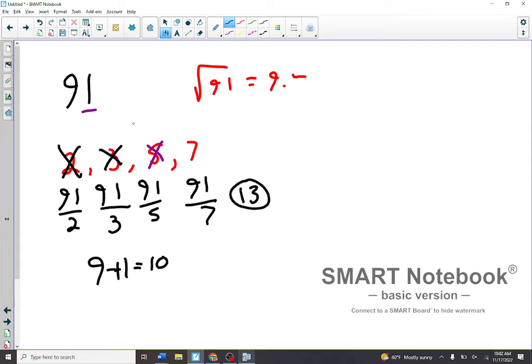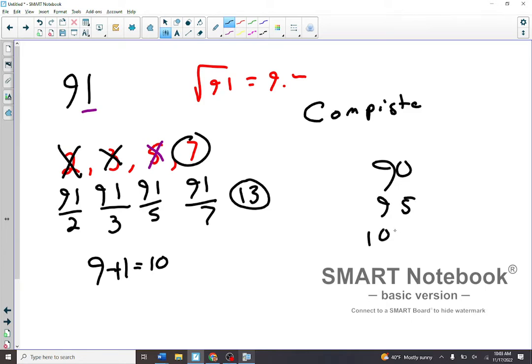Either way, this is still composite. Why is it not 91 over 5? You know it's not divisible by 5 because the ones digit here is not a 0 or a 5. It has to be like 90 or 95 or 65 or 70. All those numbers are divisible by 5 because the ones digit is a 0 or 5. And the reason why it's composite is because 13 is not one in itself, because 7 times 13 gives you 91. That's why.